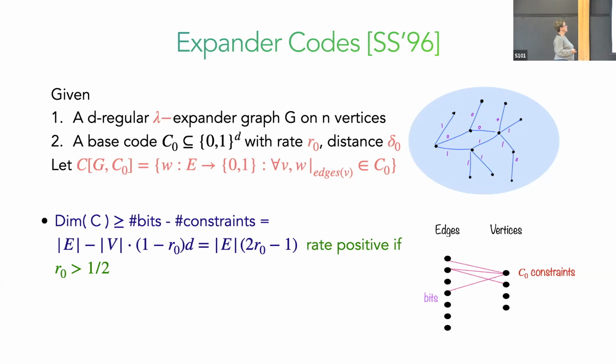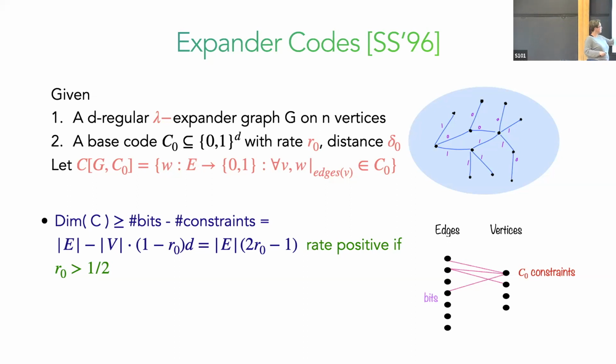Okay, so now let's see what properties this code has. First of all, I want to understand whether this subspace that we defined has any codeword. So what's the dimension of the subspace? It's actually a counting argument. It's the ambient dimension, so the number of edges, minus the number of linear constraints. That's a lower bound, right? Because maybe all the constraints are linearly dependent, so it's much smaller. But this is a lower bound.